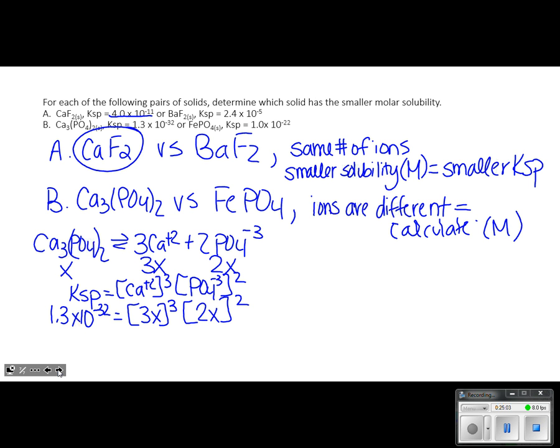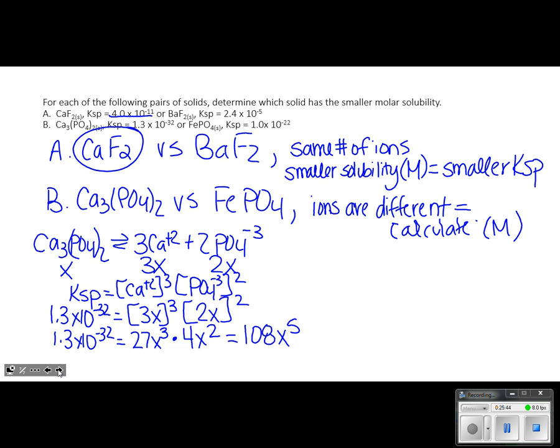And this becomes a little bit of a mess. So I'm going to write a few extra steps in here to help you. 1.3 times 10 to the negative 32nd. Look at this problem first, and the mistake you're going to make is go, oh, this is 9x cubed. No, careful. 3 times 3 is 9. 9 times 3 is 27x cubed times 4x squared. Now, if you want to put that all together and simplify it, you get 108x to the 5th.